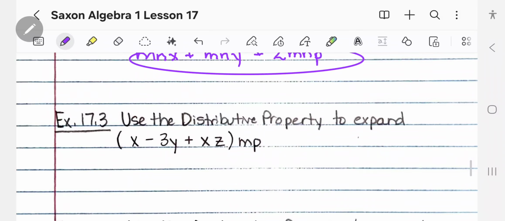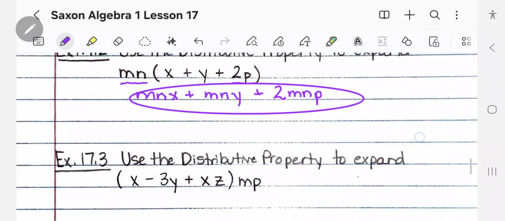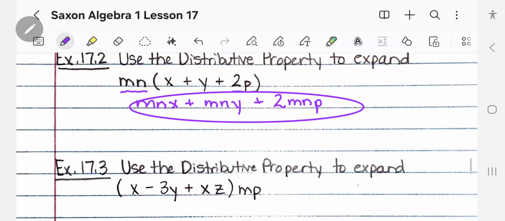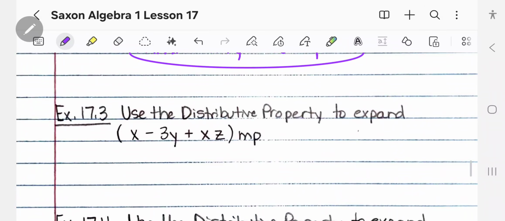17.3, use the distributive property to expand. Now this looks similar to the last one, but do you notice something? They moved what's being multiplied to the end, but that's okay. We can still do it. We still have to multiply it times every term that we have. So let's multiply it by the first term. mp times x would be mpx. Bring down the minus. mp times 3y, we'll put the 3 out front, and then we'll have mpy.